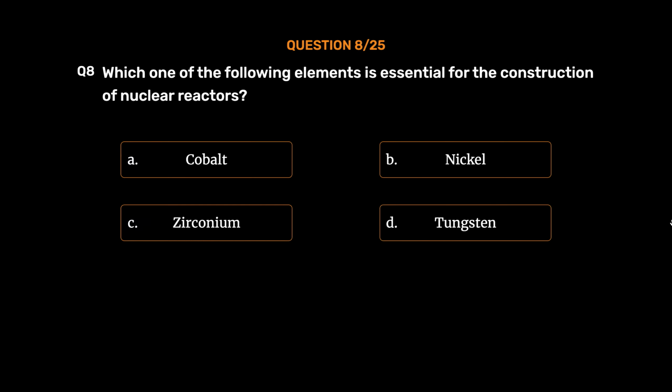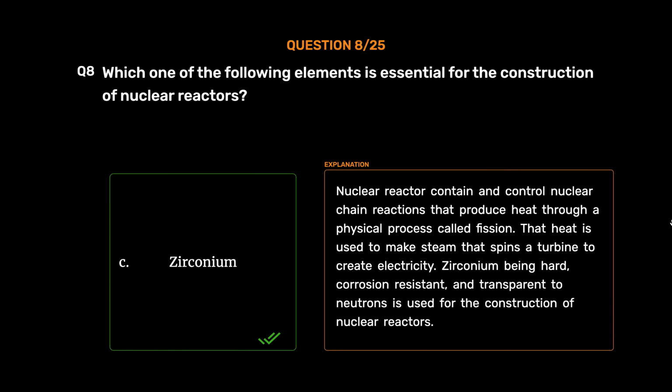Tungsten. The correct answer is Option C. Zirconium. Nuclear reactors contain and control nuclear chain reactions that produce heat through a physical process called fission. That heat is used to make steam that spins a turbine to create electricity. Zirconium, being hard, corrosion resistant, and transparent to neutrons, is used for the construction of nuclear reactors.